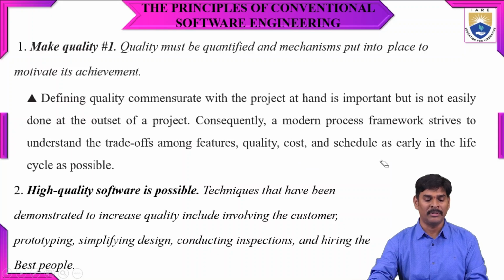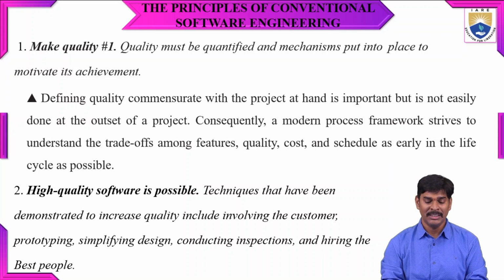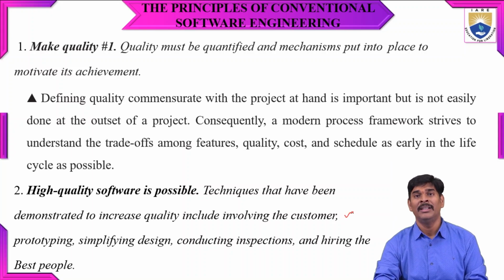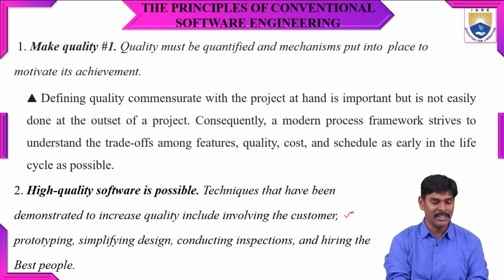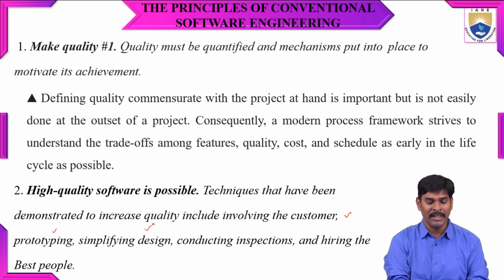What is the second principle? The second principle is high quality software is possible. We need to improve the quality of the software, and there we need to follow some techniques to improve the quality. First, they need to involve the customer. Customer opinion is the best for any product or software being developed for the organization. Next is the prototype. Based upon the feedback and inputs taken from the customers, they need to design the prototype and simplify the design.